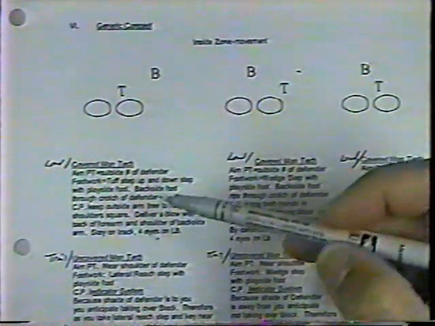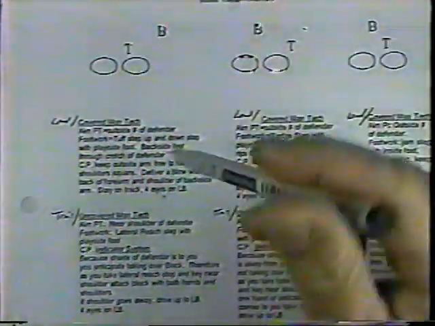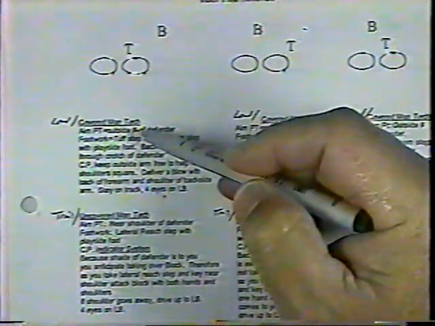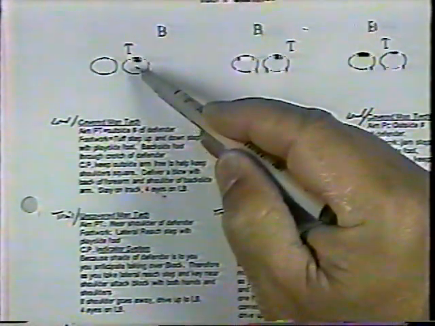Now, remember what I told you before about principles covered and uncovered? Let's go through it in more detail. For example, the covered man. So who's the covered man? It's this guy right here. This O right here is covered.